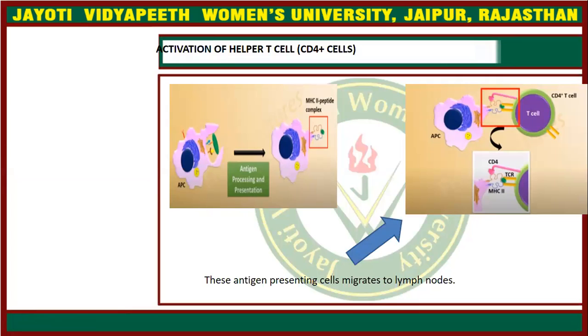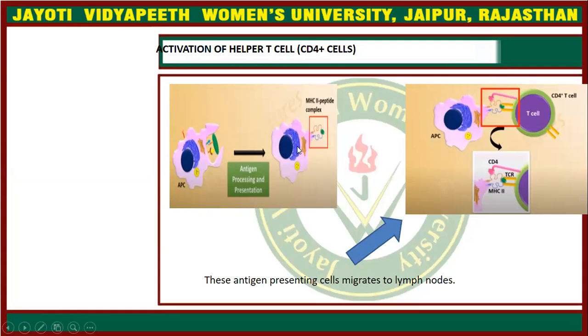In the process of activation of T helper cells, first, an antigen presenting cell captures an antigen and engulfs it. After engulfing, it presents the antigen to the surface with the help of major histocompatibility complex.